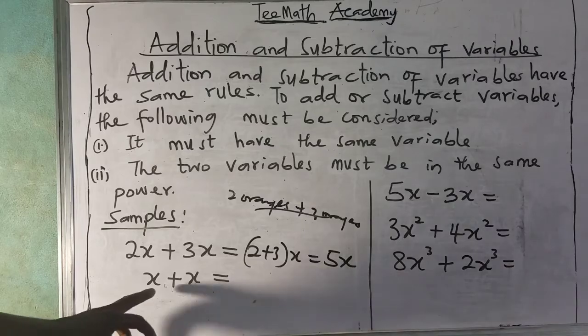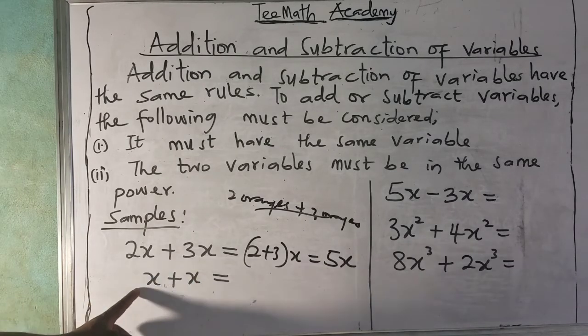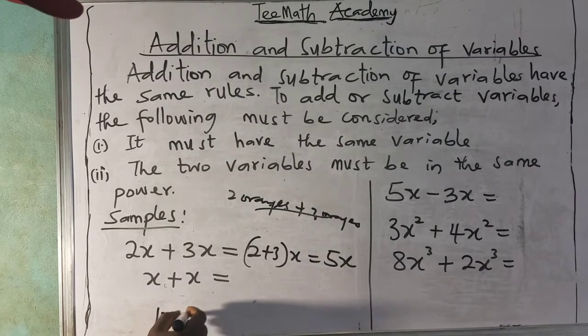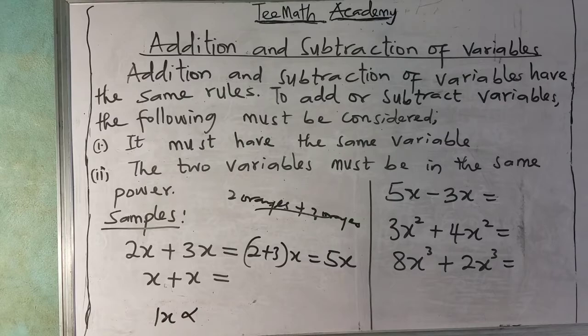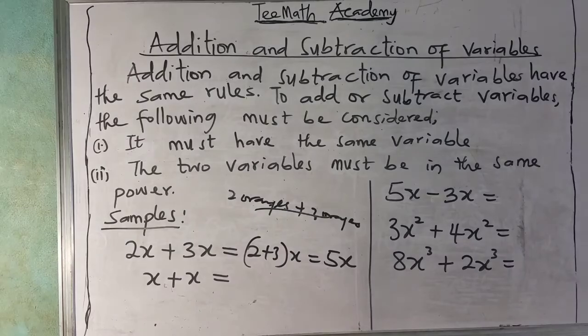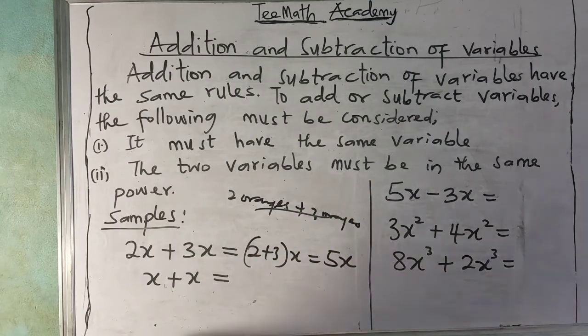Number 2, x plus x. Here, the coefficient of x is 1, but it's invisible. In mathematics, we don't write 1x. It's wrong. Instead, we write x. But from 2x above, the coefficient will be shown. But if it is 1x, it will not. It will only be x. So it means that here is 1 plus 1. That is 2. And the powers are the same. What do we do? Pick one of them. So that is 2x.